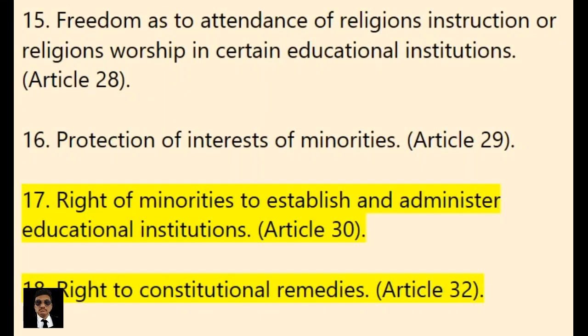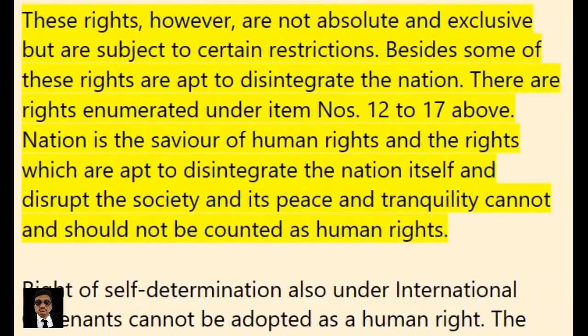These rights, however, are not absolute and exclusive but are subject to certain restrictions. Besides, some of these rights are apt to disintegrate the nation. There are rights enumerated under item numbers 12 to 17 above. The nation is the savior of human rights, and the rights which are apt to disintegrate the nation itself and disrupt the society and its peace and tranquility cannot and should not be counted as human rights.